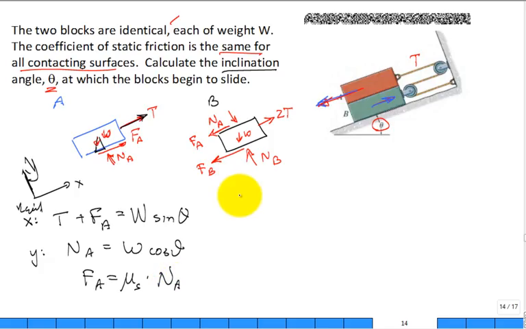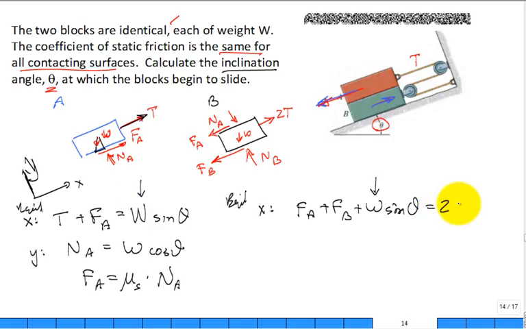Come over here, free body equilibrium equations. So we're going to have F_A downward, F_B downward, the weight times the sine of theta. Because A and B have the same weight, we don't put weight A, weight B. They're the same weight. And then you have 2T pulling up.